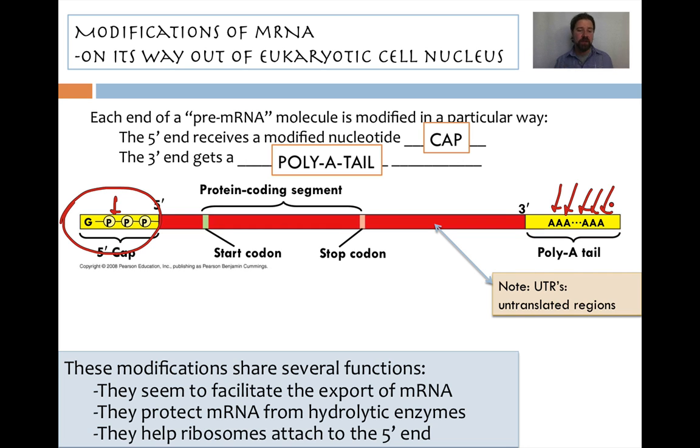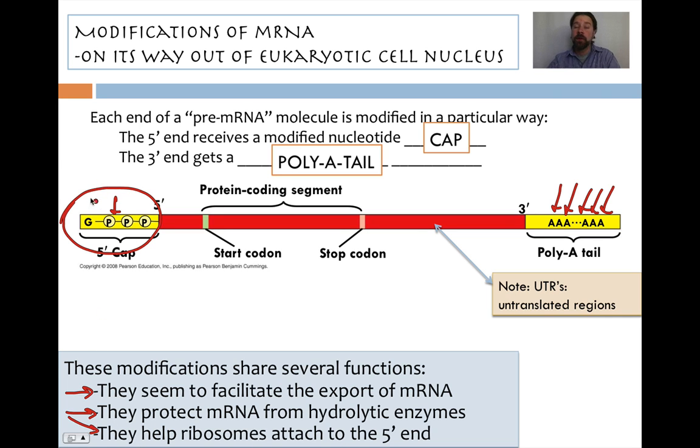What purpose do they serve? You can see down at the bottom, they seem to facilitate the export of mRNA, gets it out of the nucleus and on its way to translation, protects mRNA from hydrolytic enzymes. So if anything is eyeballing this mRNA to possibly break it down and use it for spare parts, it's not going to happen because it now has a little bit of protection on it if it gets nipped. They help ribosomes attach to the 5' end.